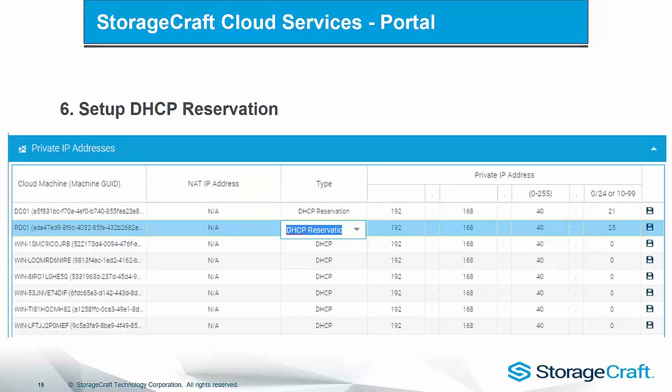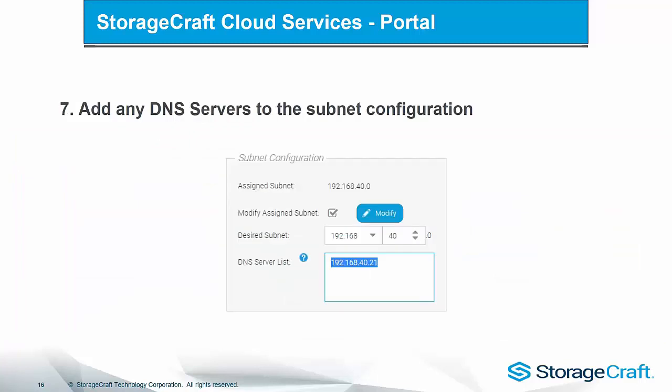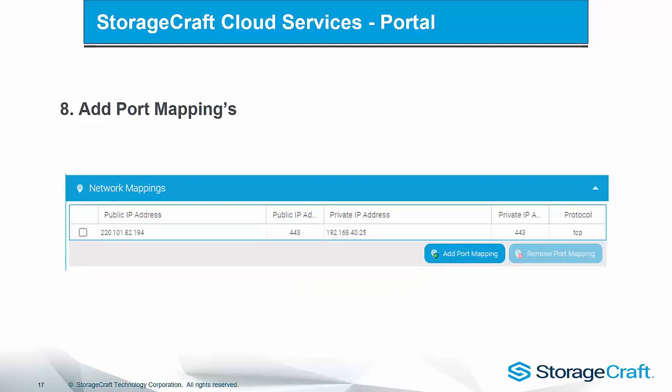DHCP reservation is useful to ensure you know what IP your machines will boot with. This also helps facilitate the DNS settings and port forwarding. Set DHCP reservation for your Active Directory DNS servers and specify them in the subnet configuration to ensure all your machines are using the correct DNS servers. As discussed earlier, port forwarding will allow direct access to services without requirement for a VPN. This is required for public internet-facing services.